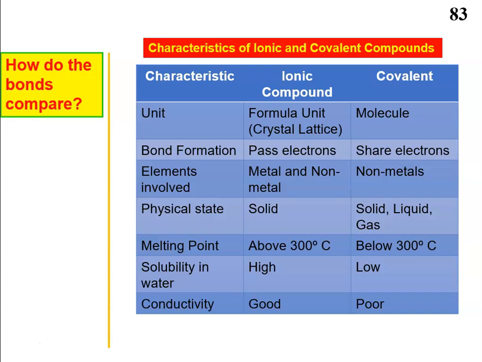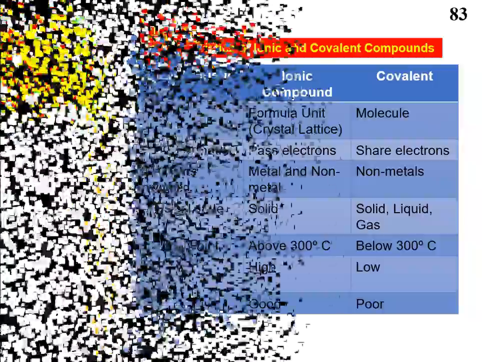Solubility in water, meaning do they dissolve in water? Generally, ionic compounds do. We're going to talk about solubility rules later on. Covalent bonds generally don't. And conductivity. Ionic bonds conduct electricity well. You can run electricity through salt water, but you can't run electricity through sugar water, or there is very little conductivity. So covalent bonds have poor conductivity, and ionic bonds have good conductivity of electricity.